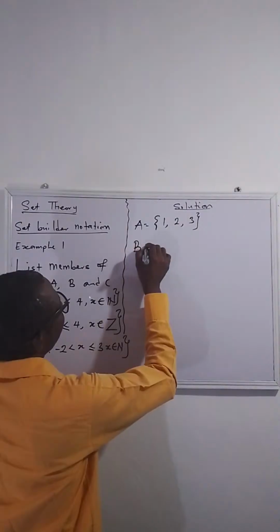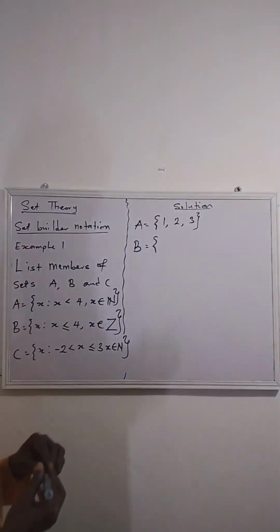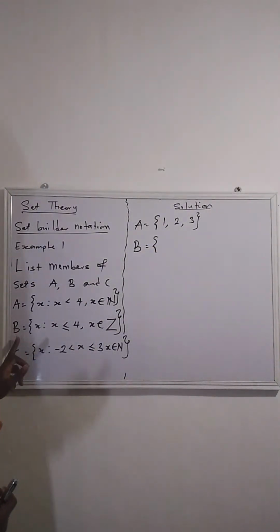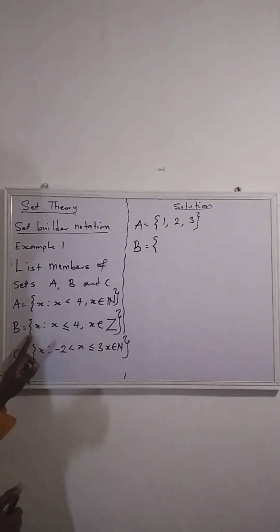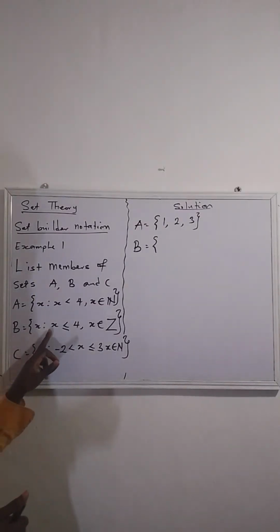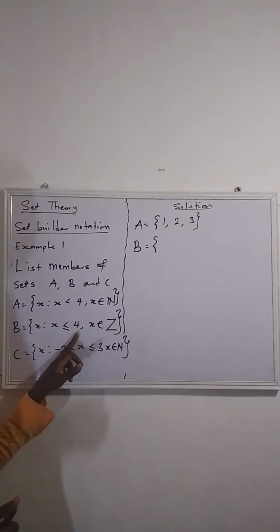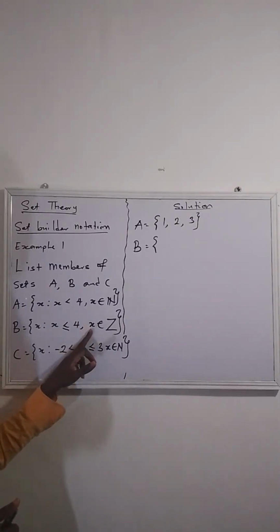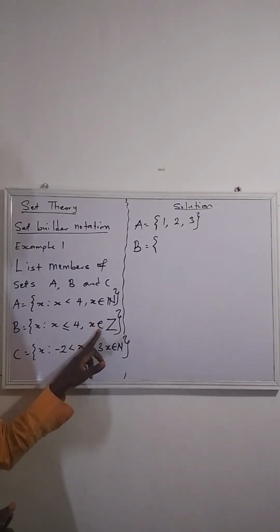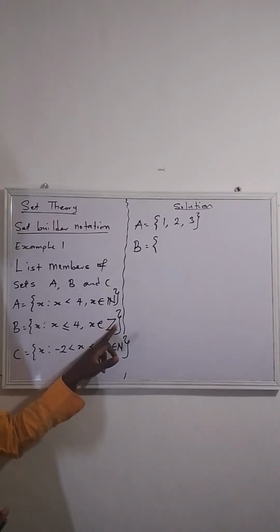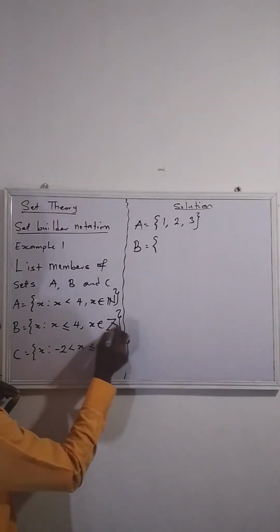B. Can we read this set together? B is the set of x such that, colon means such that, x is less than or equal to 4. x is a member of integers. Z denotes integers. This one means integers.